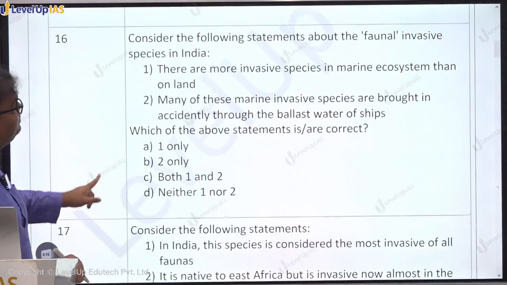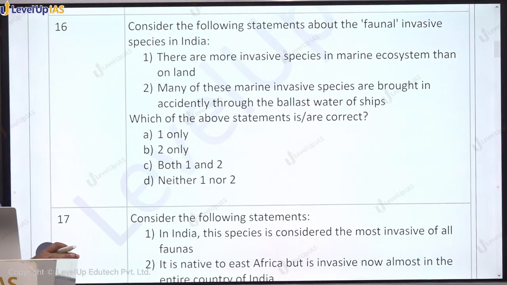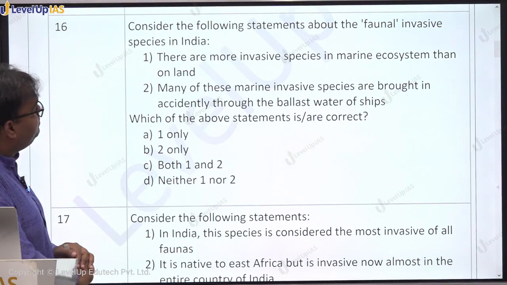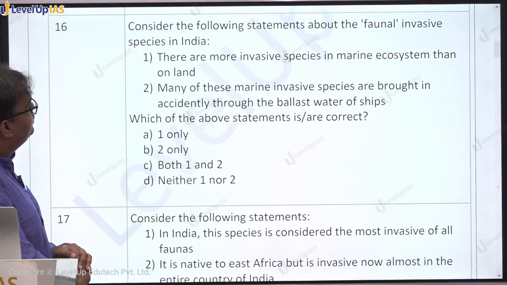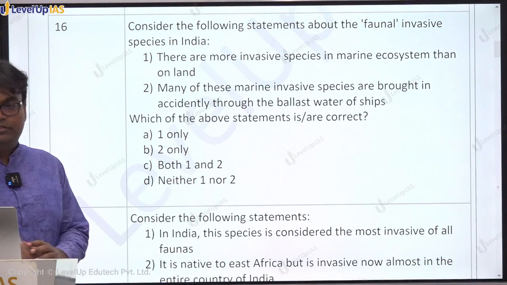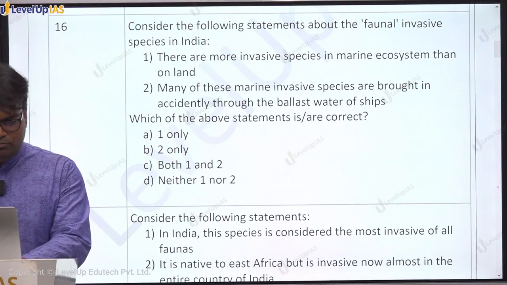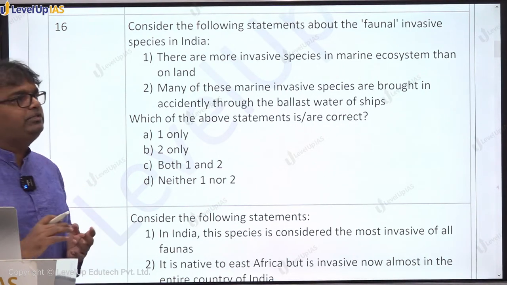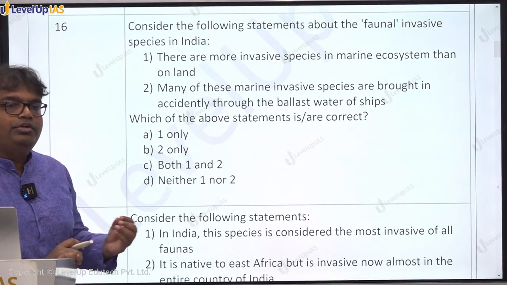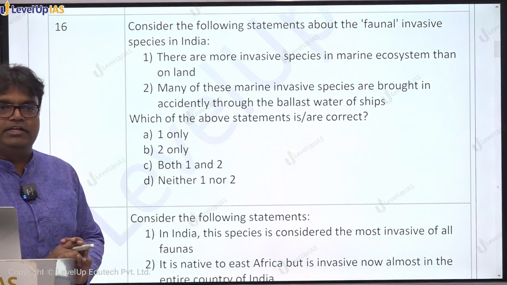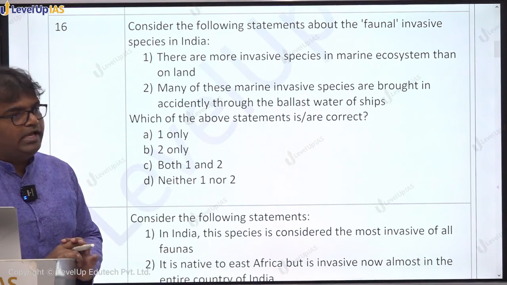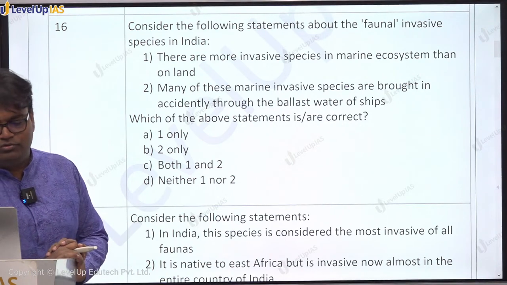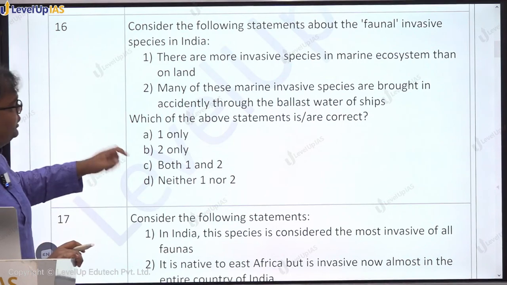Let's go to 16. Consider the following statements about the faunal invasive species in India. Whose turn is there? आपका बताए. Both, हाँ, मेरे हिसाब से both ही correct होना चाहिए. Yes. Marine ecosystem में ज्यादा आने के scope इसलिए भी होगा ना कि marine में organisms can move around. Marine system is well connected. तो marine ecosystem में we have more invasive species and then ballast water. For a very long period, ballast water was not properly regularized and thus it was created. C is the answer here.